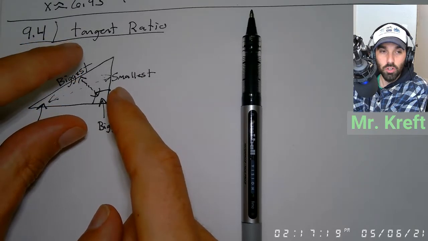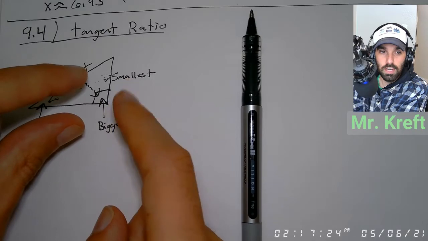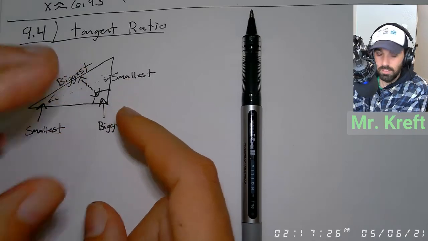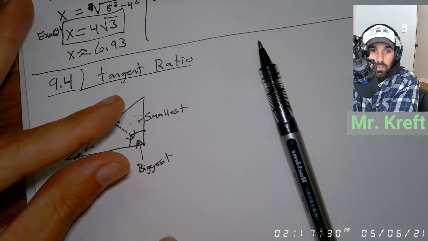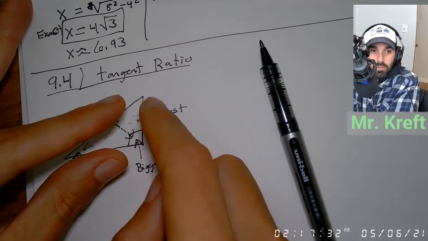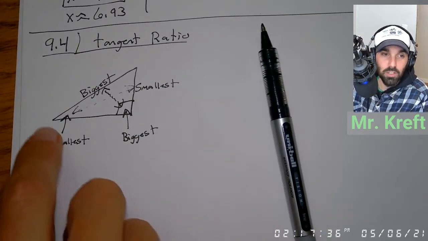Can you guys type it into chat? So this angle down here is going to get smaller. What's going to happen to this side? Again, this angle down here is going to get smaller. What's going to happen to this far side? So I need you guys to respond in chat.